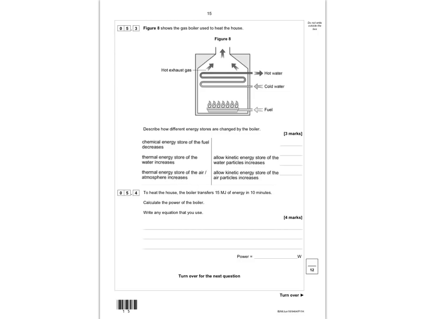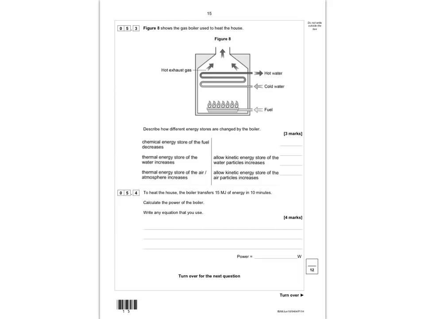So the first mark is for saying that the chemical energy store of the fuel decreases, because you obviously burn the fuel and therefore the chemical energy store is decreasing. It's being transferred to other things. The thermal energy store of the water increases, the second mark, but you're allowed to have that the kinetic energy store of the water particles increases. But basically the heat energy associated with the water particles increases. And also the thermal energy store of the air also increases. So it's a mark for chemical store decreasing of the fuel, thermal energy store of the water increasing, and thermal energy store of the atmosphere increasing. And that gives you the 3 marks for this question.